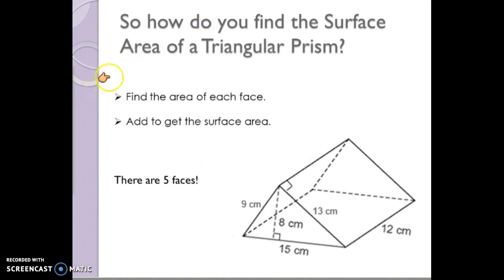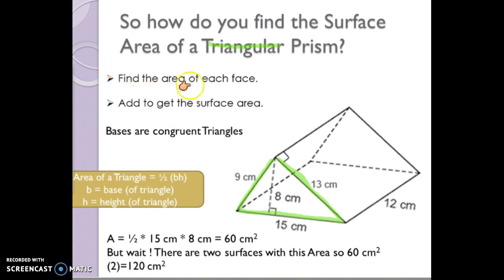So how would we find the surface area for this triangular prism? The same thing. Find the area of each face and add to get the total surface area. In this case, there's only 5 faces. There's the 2 bases and then 3 lateral faces. So first find the area of each face. First let's find the area of the base. Again, we're not doing length times width because our base is a triangle. So the height is still 8 centimeters. The base is still 15 centimeters. The area of a triangle is 1/2 base times height. So 1/2 times 15 times 8 equals 60 centimeters squared.